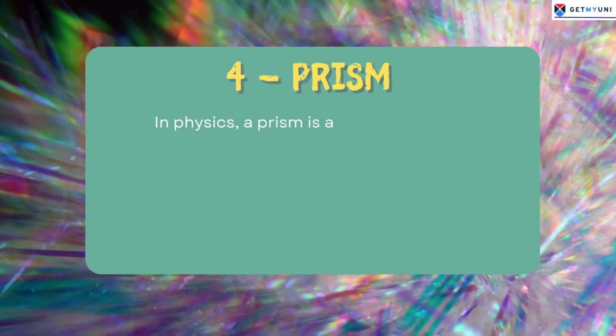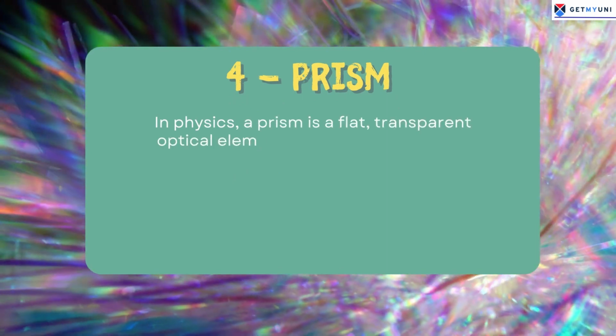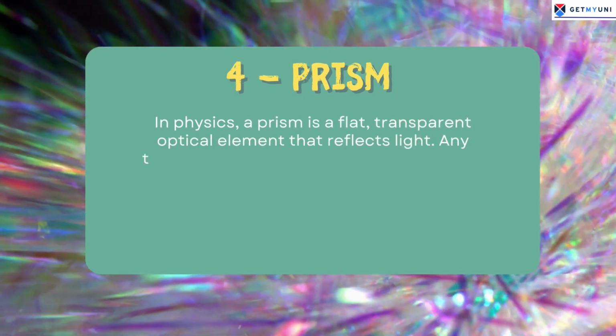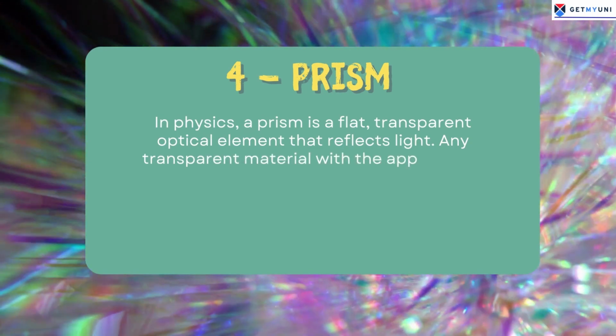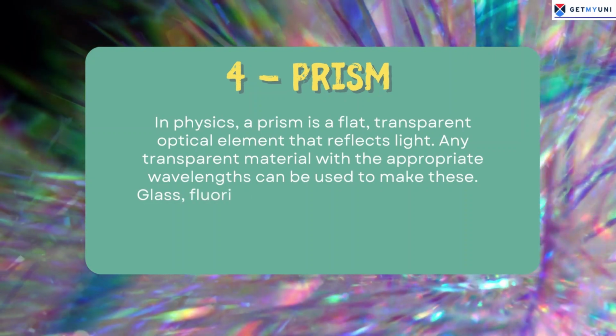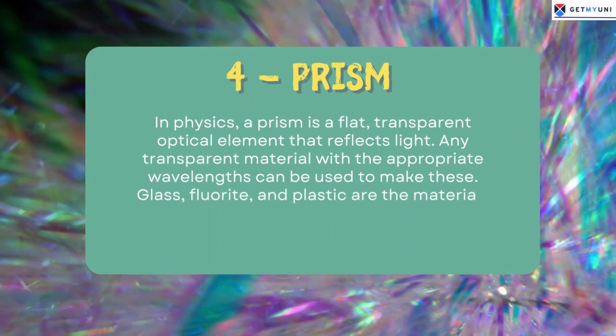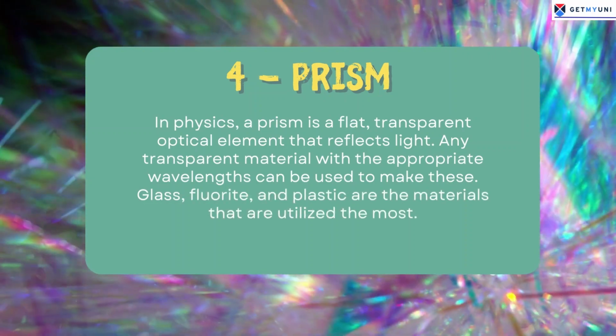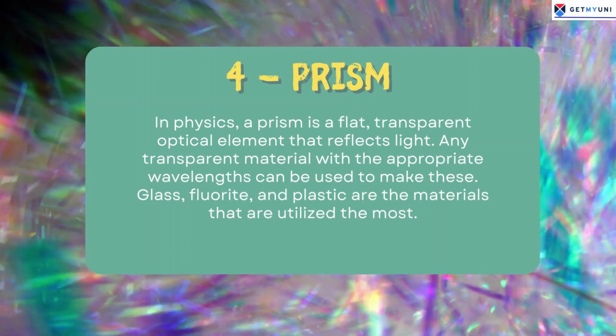4. Prism. In physics, a prism is a flat, transparent optical element that reflects light. Any transparent material with the appropriate wavelengths can be used to make these. Glass, fluorite, and plastic are the materials that are utilized the most.